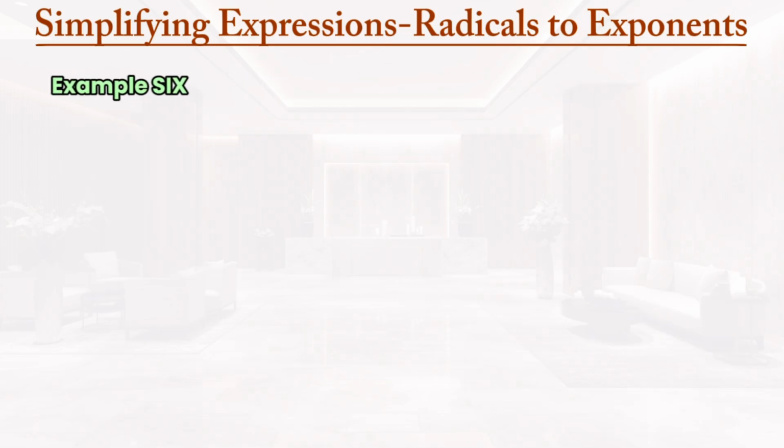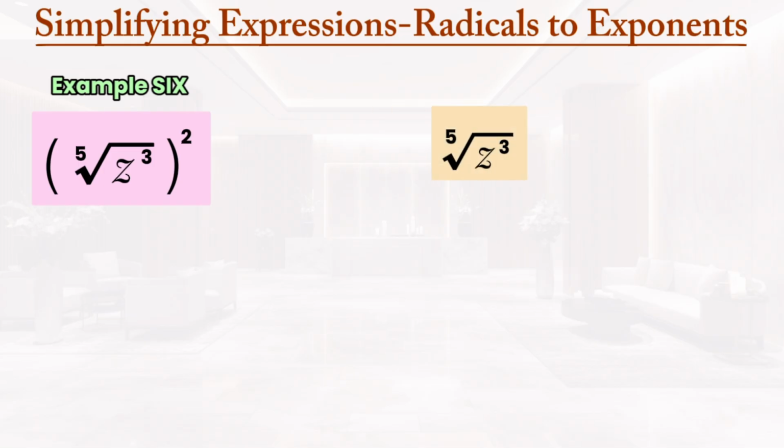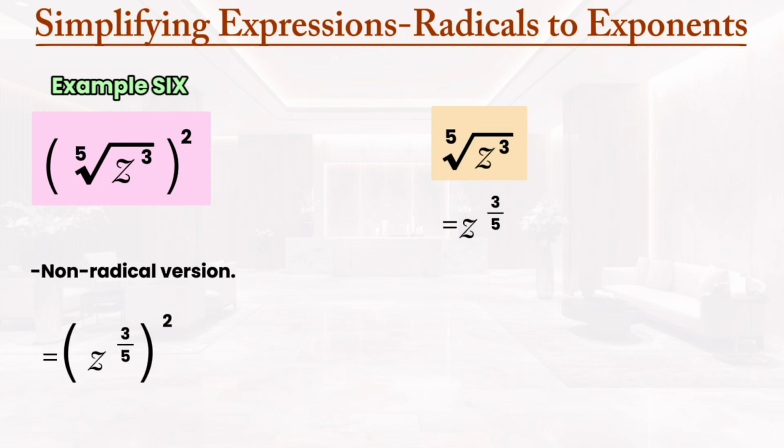With this expression here, we first want to focus on what's happening in the brackets. The subject has a radical index of 5 and is to the power of 3. Therefore, we can write it out like this: z to the power of 3 over 5, all to the power of 2. Now, all we do is multiply the exponents, and that gives us a final answer of z to the power of 6 over 5.